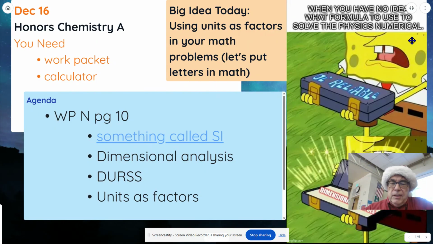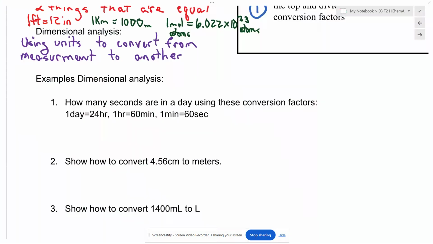Wow, my picture, is it going to go away when I go back? There it is, it's gone. You can't even tell that I'm doing this the last week before winter break.